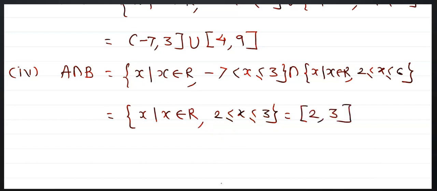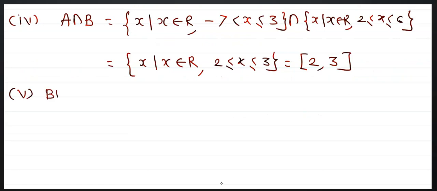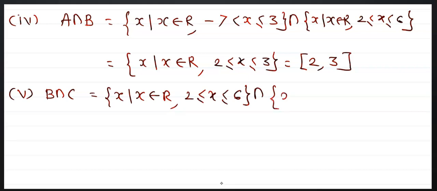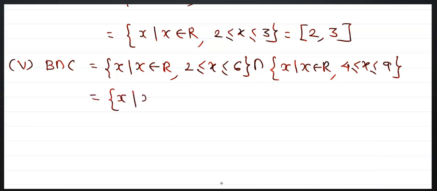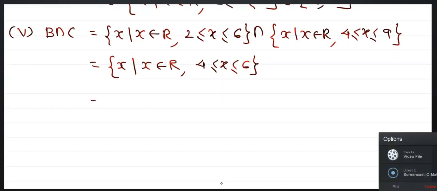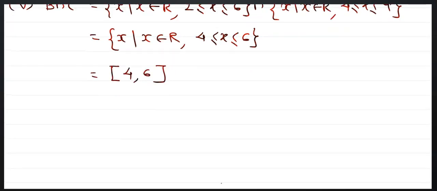Now next is the fifth one, B intersection C. Again, which is the common part? Here it starts from 2 and here it is 4. Therefore, we have to take 4, 5, 6. That is, x lies between 4 and 6, that is, 4 ≤ x ≤ 6. Therefore, this is written in this manner as the closed interval [4, 6].